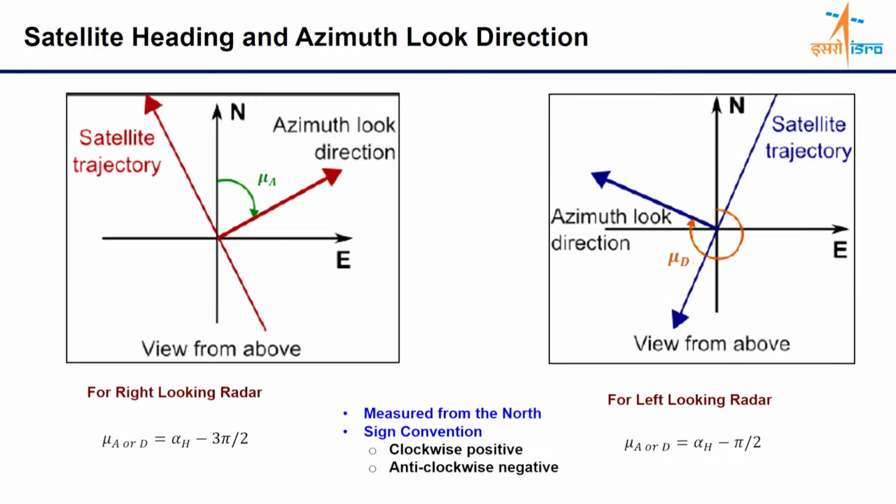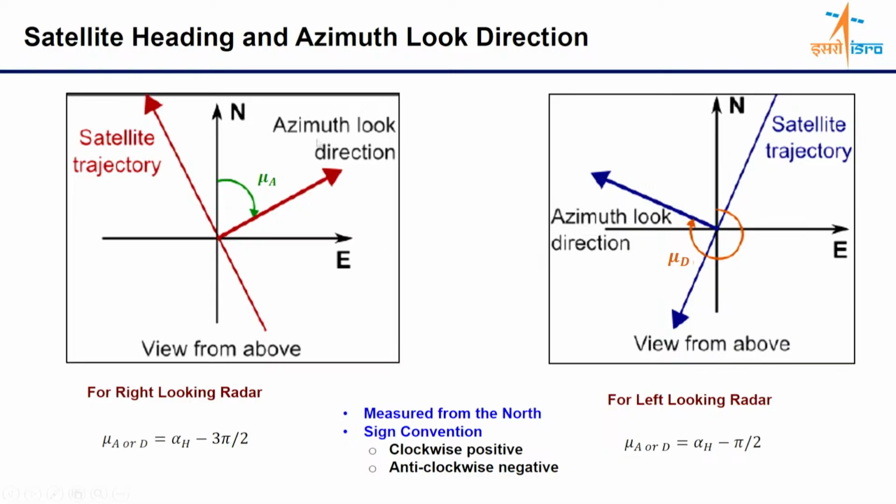This is another slide which is again showing the direction of azimuth look and the trajectory. As I mentioned in the previous slides also, suppose a satellite pass you want to see in the ascending pass, so it is moving from slightly eastward of the south pole to the westward of the north pole. So this is the trajectory, that is called the satellite trajectory.